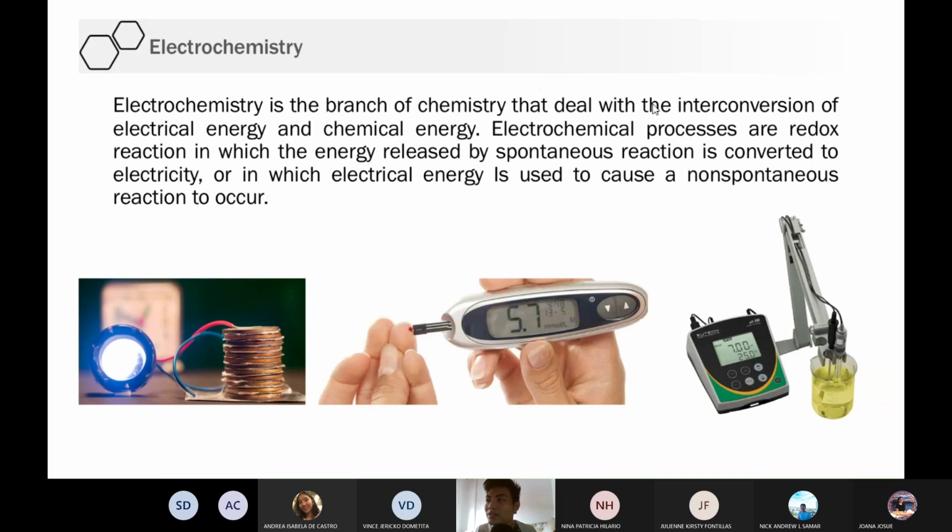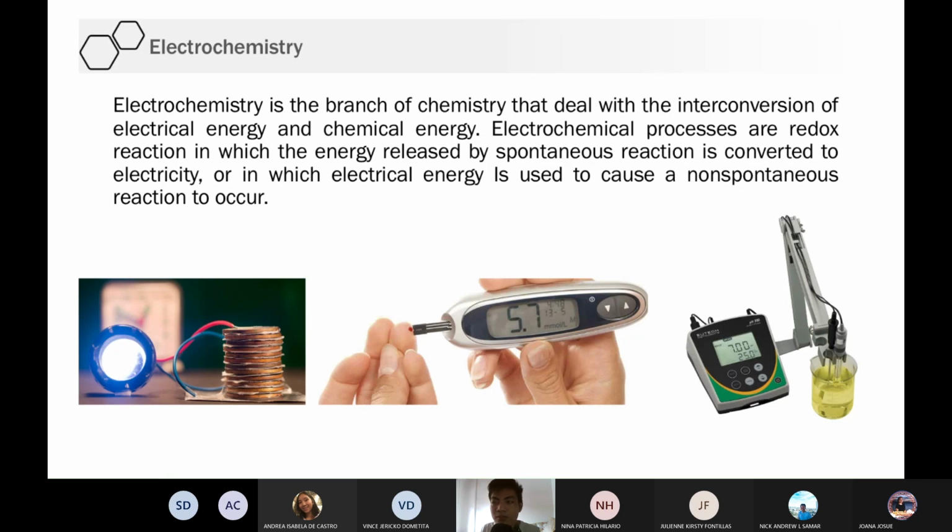Okay? So let us define electrochemistry in its simplest sense. When you say electrochemistry, it is a branch of chemistry that deals with the interconversion of electrical energy and chemical energy. Okay? So according to the first law of thermodynamics, sabi doon is that energy cannot be created nor destroyed. It can only be converted from one form to the other. First law of thermodynamics yon. Nasa Gen Chem yon. Conservation of energy.